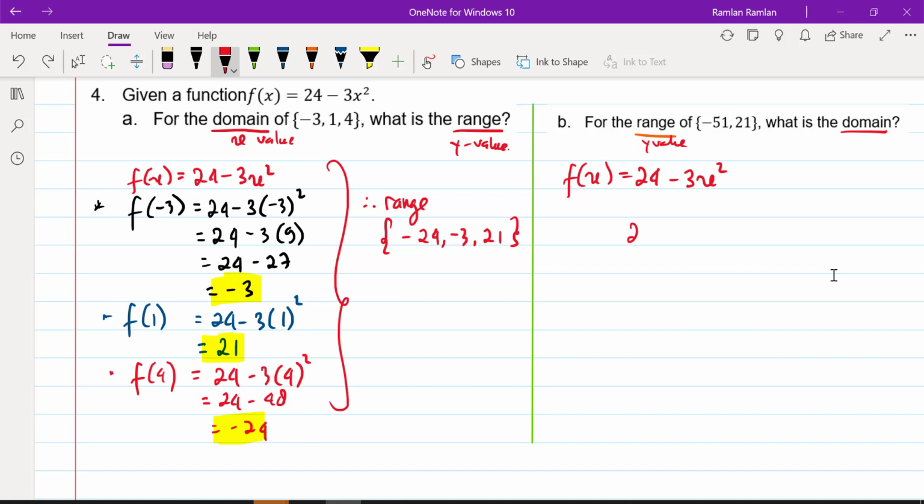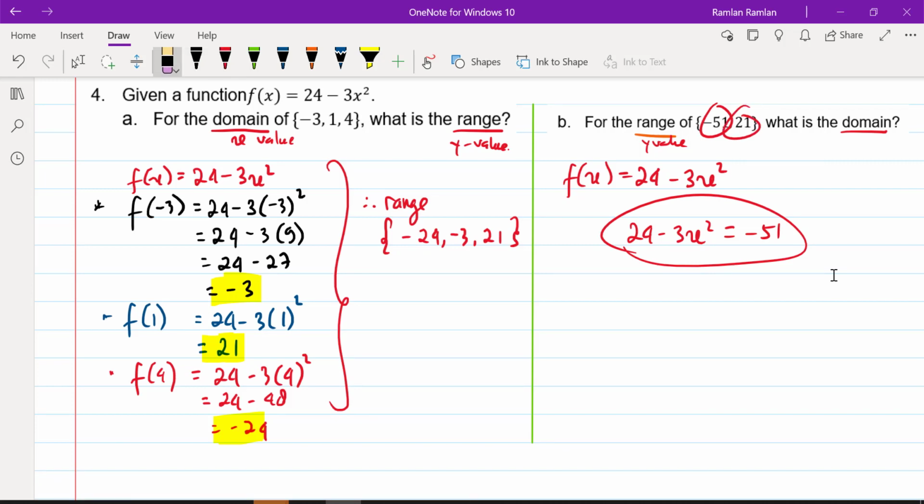So if I have 24 minus 3x squared, I put a number into the x, and that equals negative 51. After we solve this equation, we do the same thing again with 21. Okay, so that's the goal. Now let's do it.